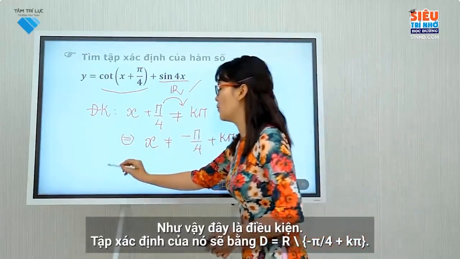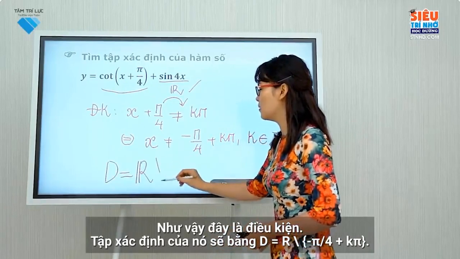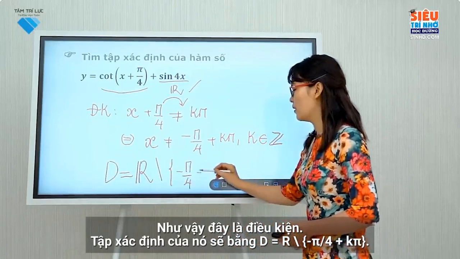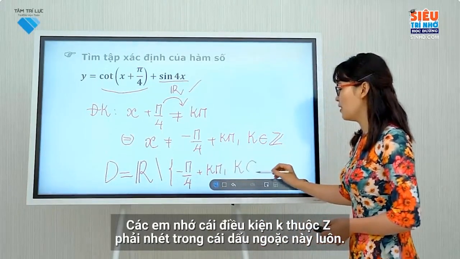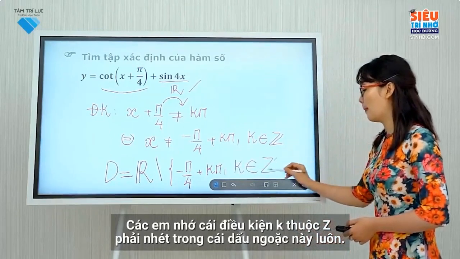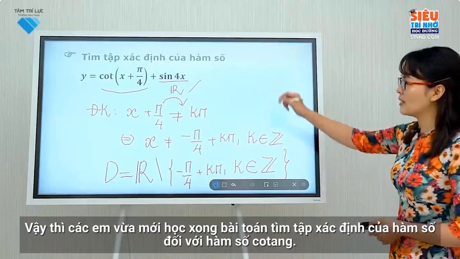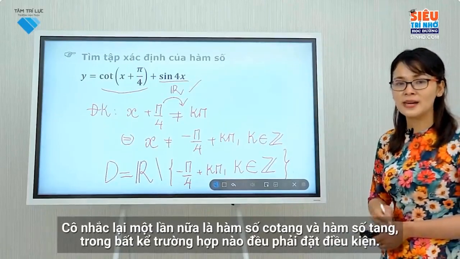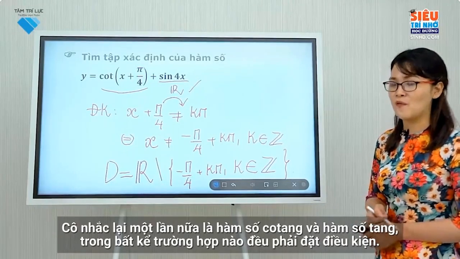Its domain will be D equals R excluding the negative pi over 4 plus k pi set. Remember to put the condition k is an element of Z in the curly braces. You just learned how to find a cotangent function domain. Let me remind you once again, please set the conditions for all cotangent and tangent functions in any cases.